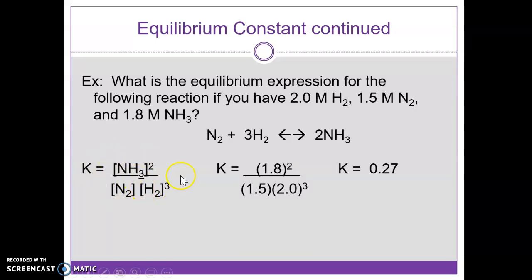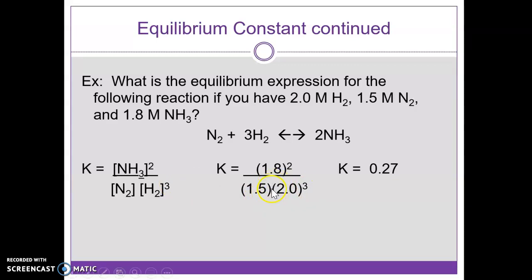Once you get this fraction set up, if they give you values for these concentrations, you can plug them in. So notice that for NH3, they told us it was 1.8 molar. This is a unit for concentration. And again, we'll study this in depth in our next chapter. So we plug in that 1.8 here. Don't forget to keep it squared. And then N2 was 1.5, and then H2 is 2. And again, notice that one is still cubed because we had that 3 right there. And then you just plug it in your calculator and see what K is equal to.